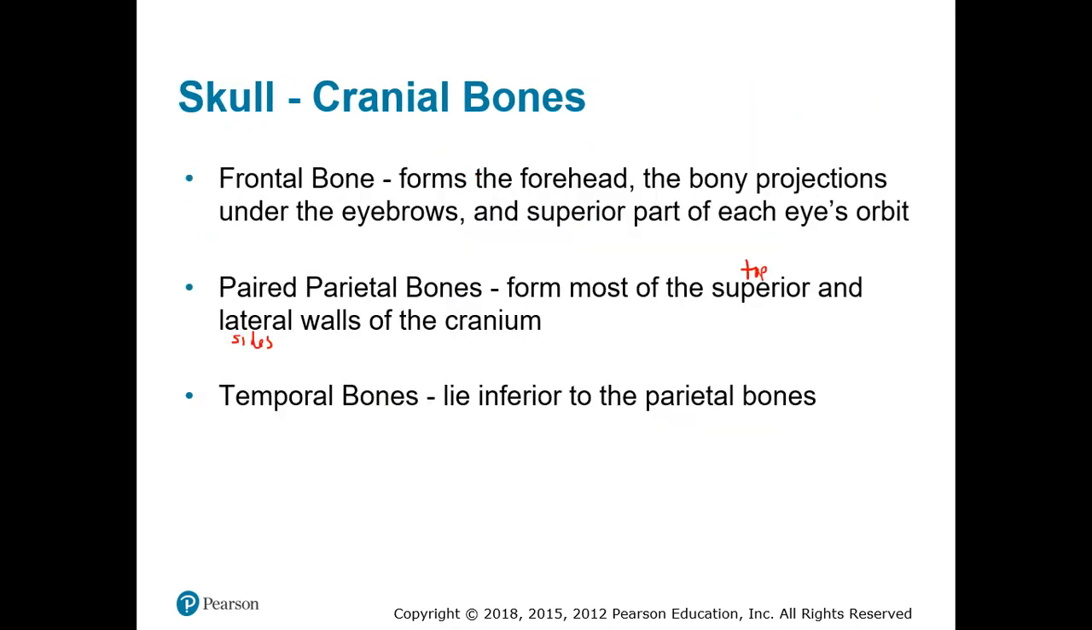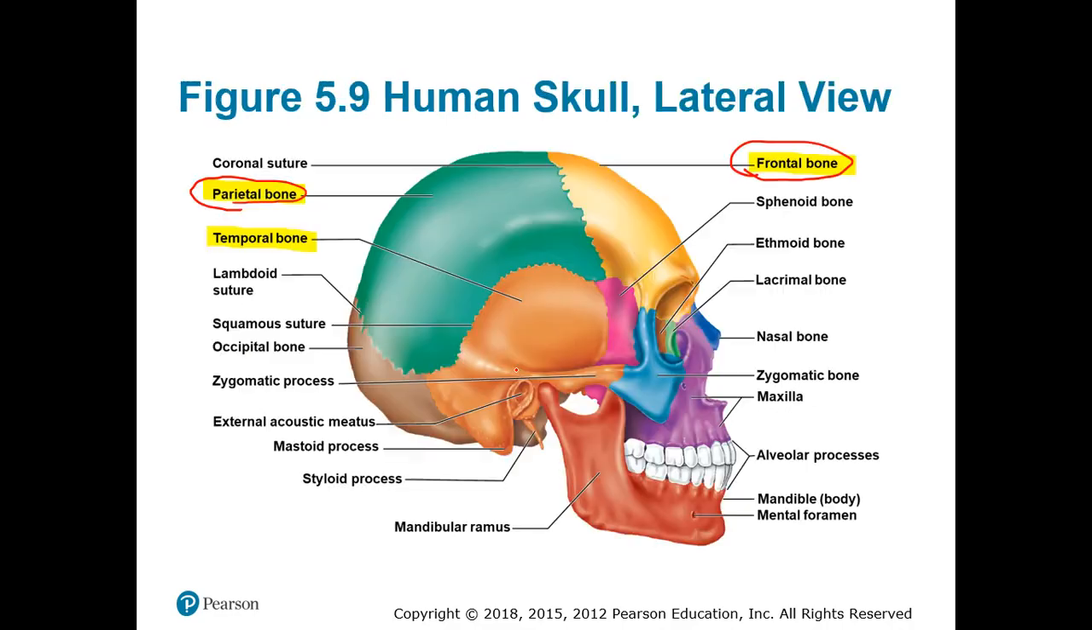And the last one is your temporal bone. This lies inferior or below your parietal bones. If we look back at our picture, our temporal bone is illustrated here in orange. So everything in orange is part of your temporal bone. I always try to remember this as your temple is on the sides of your head. So your temporal bone is where your temple would be.